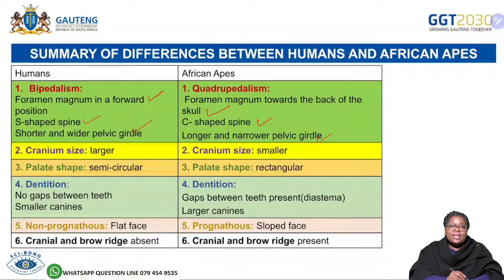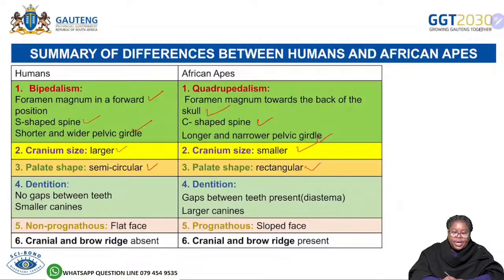Let's talk about the cranium size. It's larger in humans, and that determines the intelligence, I've told you. And then with cranium size, it is smaller in the African apes. The palate shape, we say it's semicircular. It's not a full circle, it's half. Semicircular, whereas the palate shape is rectangular in the African apes.